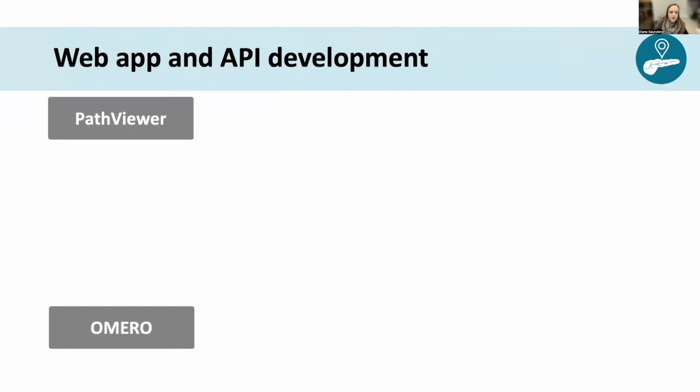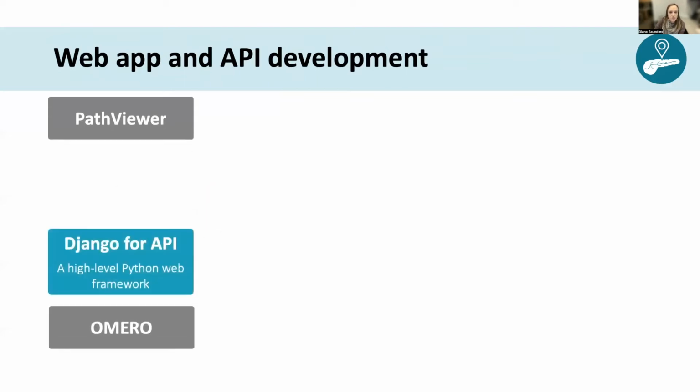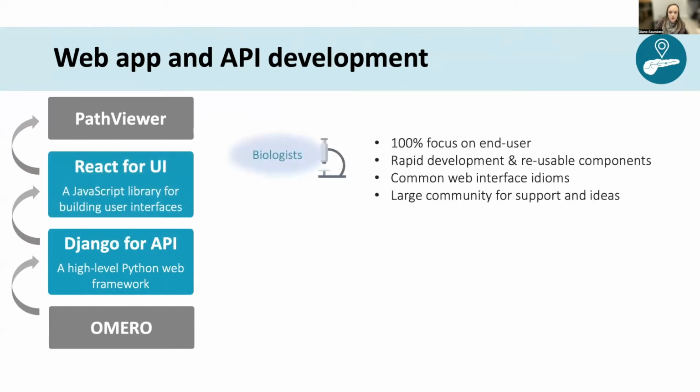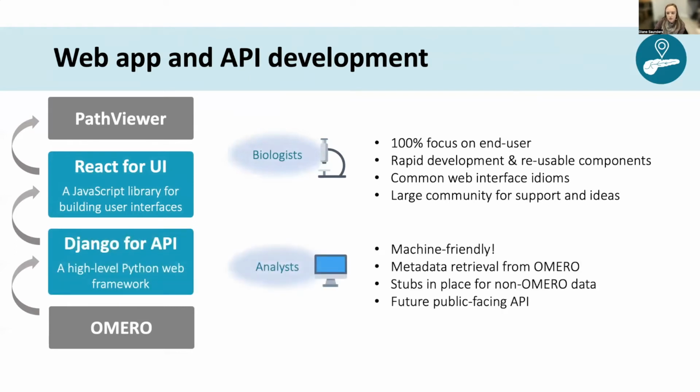So to do this, we created two different components. The first was an API, and the second was a user interface. This React-based user interface was geared towards biologists. And to connect to Omero, we built an API that could handle metadata retrieval and could also interface with different data sources.